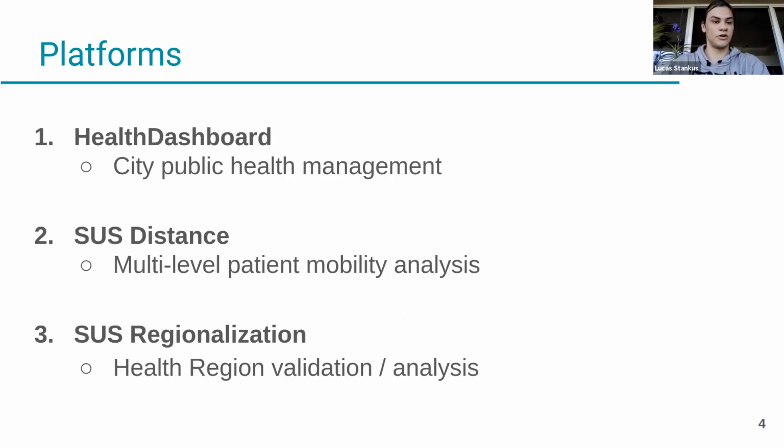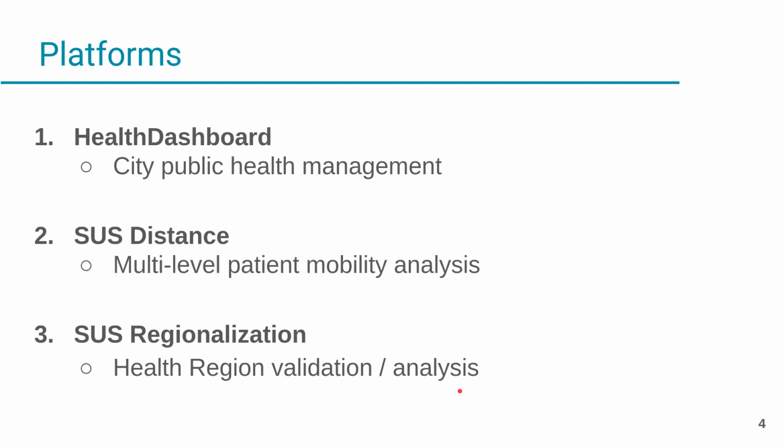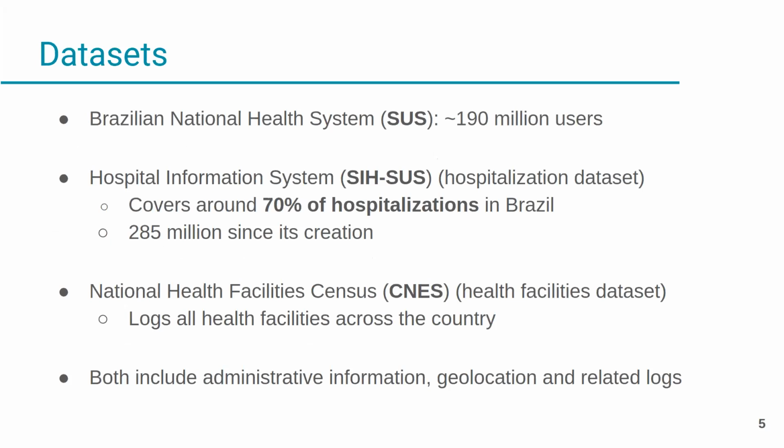So we're currently working on 3 platforms with different scopes. The first one is the HealthDashboard, which is a city public health management tool. The second one is SUS, which is a multi-level patient mobility analysis tool. And lastly, we have SUS Regionalization, which aims to validate and further analysis of health regions. We're going to talk more in depth about these platforms in the later slides.